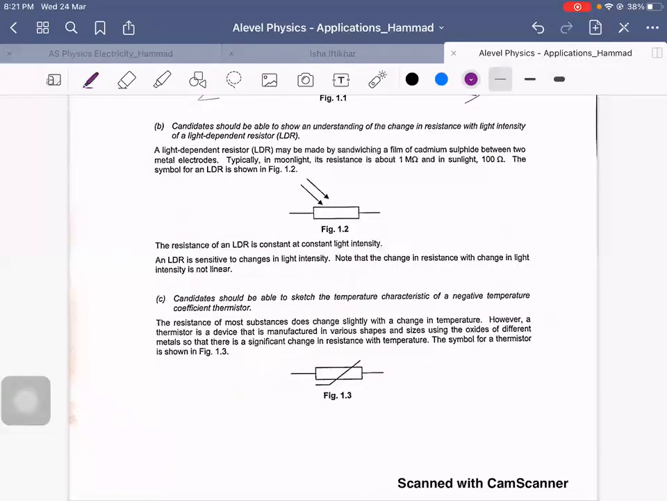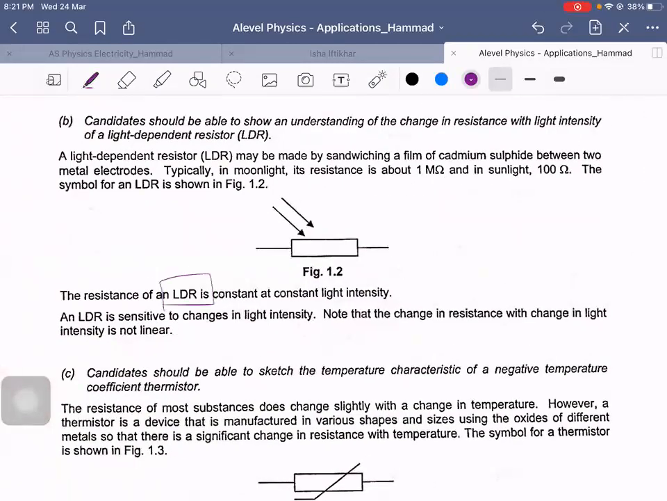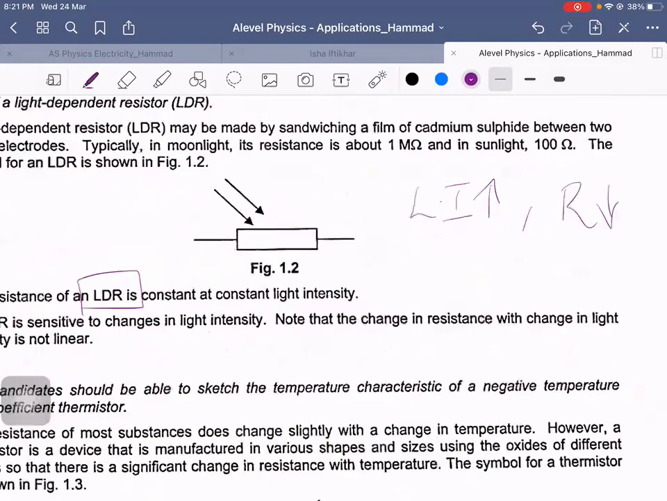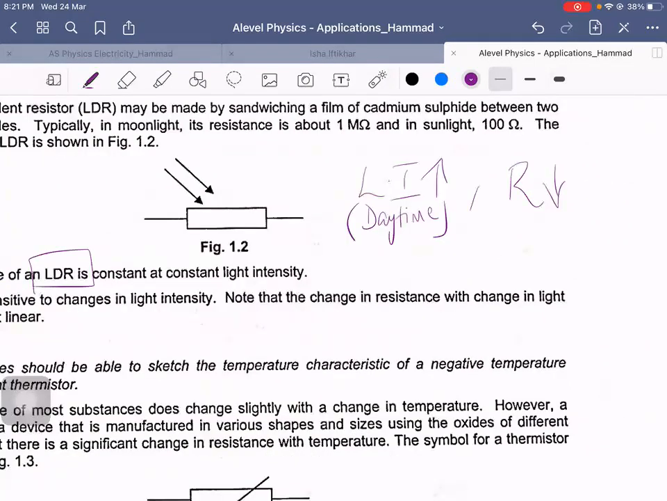You need to understand that LDR is basically a light dependent resistor. Now LDR works such that when the light intensity increases, the resistance of the LDR decreases and vice versa. So basically during daytime, your light intensity increases, right? So resistance of the LDR decreases. How is this beneficial? Street lamps work on this exact principle.